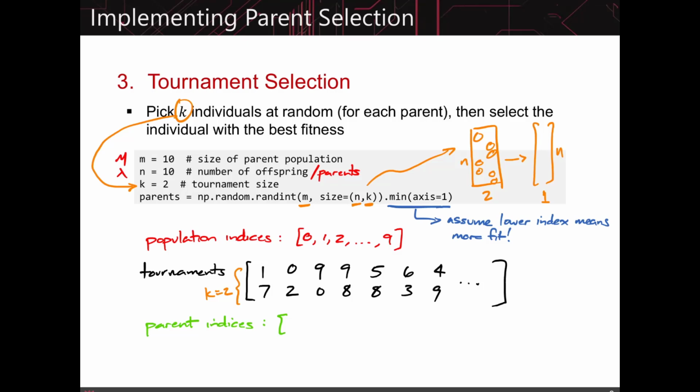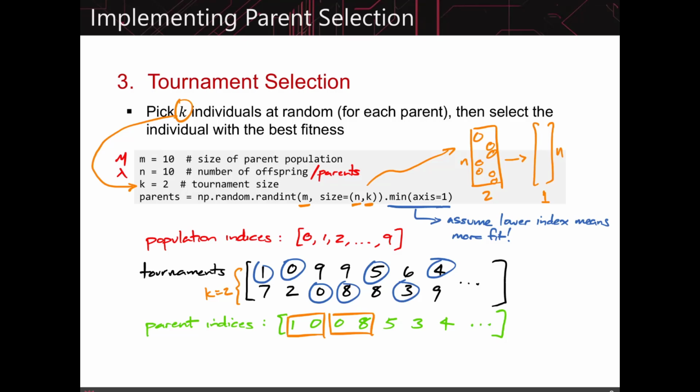The way that the tournament is won is by looking at which individual has the better fitness or the lower index. So sometimes an individual will be in a tournament that it wins. Sometimes it will be in a tournament that it loses. But those indices will then be passed later on in the algorithm as the parents that need to cross over and subsequently mutate. And perhaps if you were taking 2 parents to make 2 children, then we would simply pair these up. So 1 and 0 would become the first parents of the first 2 children, 0 and 8 would become the next parents of the next 2, 5 and 3, 4, and so on and so forth.